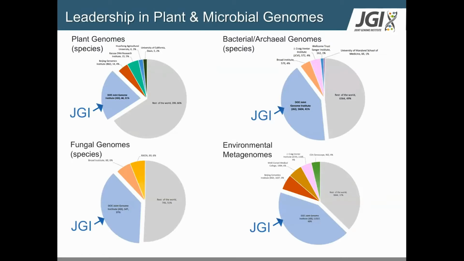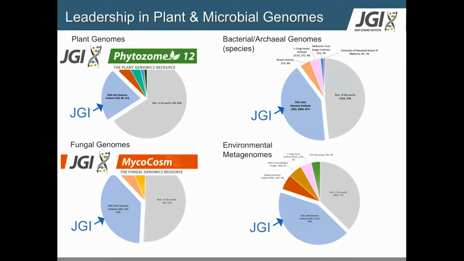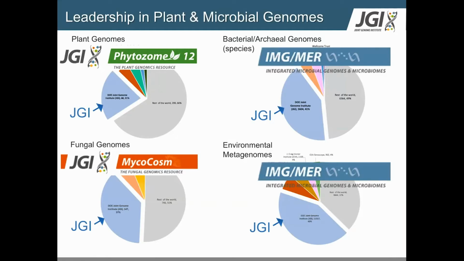Under the auspices of all these user programs, JGI has generated a lot of data. What you're seeing here is JGI's contributions to public databases. You'll see that a significant piece of the pie, both in terms of plant genomes and other types of microbial genomes, are contributed by the JGI. All of these data can be accessed through dedicated portals. For plant genomes, we have something called Phytosome, and we have Microcosm for fungal genomes. It's not just a repository for the sequence data, but it also has tools for comparative analysis. On the prokaryotic side, for isolate genomes and metagenomes, we have something called IMG, Integrated Microbial Genomes and Microbiomes.